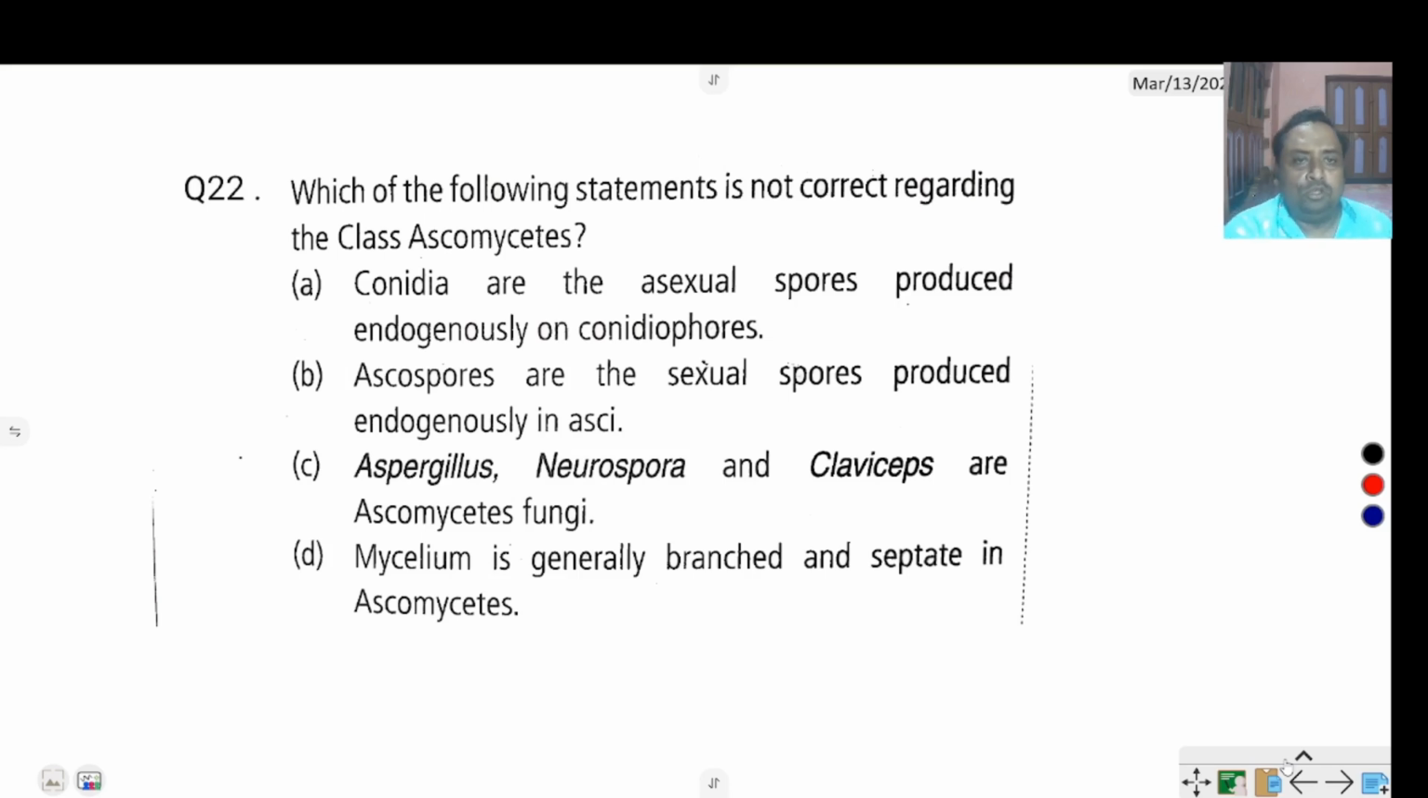Question 22. Which of the following statements is not correct regarding the class Ascomycetes?